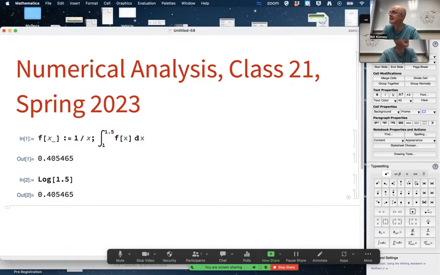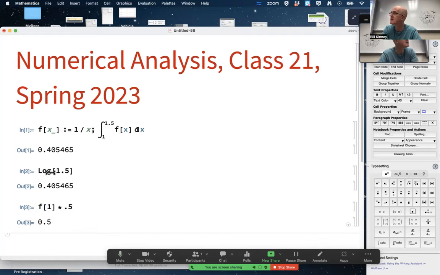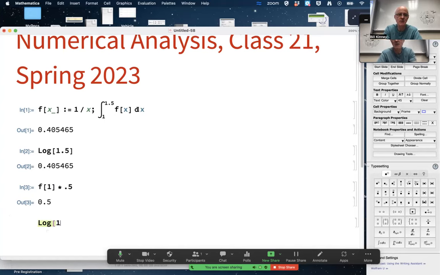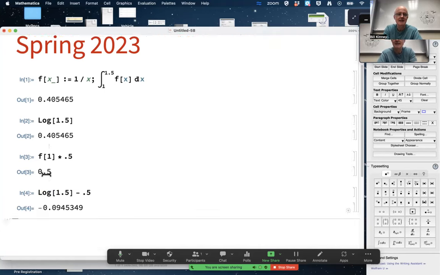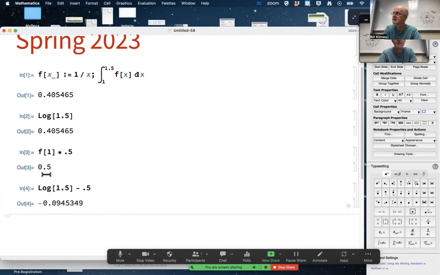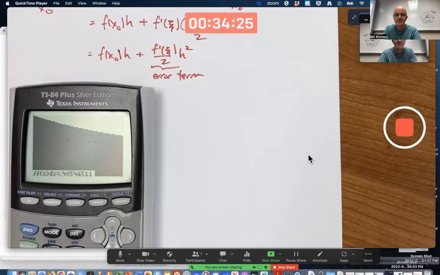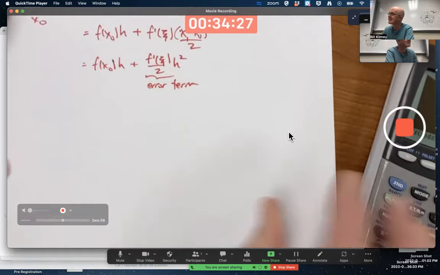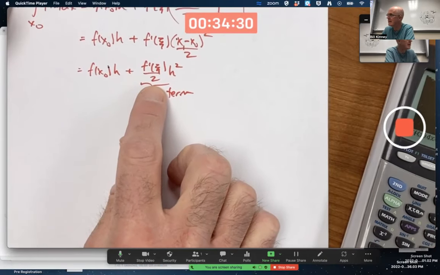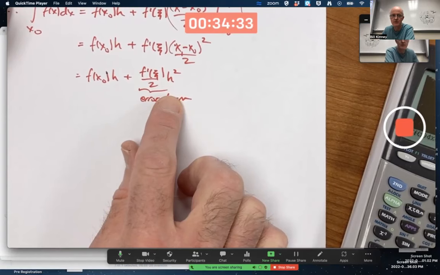What does the left-hand approximation give? It gives f of 1 times 0.5, which is 0.5. What's the error? Remember, as always, the error is the actual value minus the approximate value. So in this case, the error is negative 0.0945. How does that jibe with the error term that we got here? There's some number c between 1 and 1.5 where this equals what we got for the error, the negative 0.09.